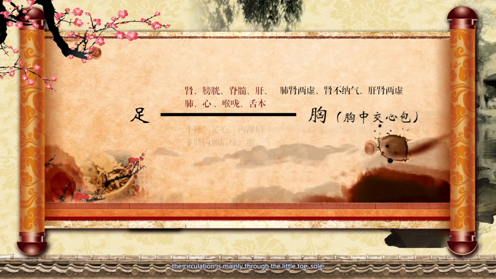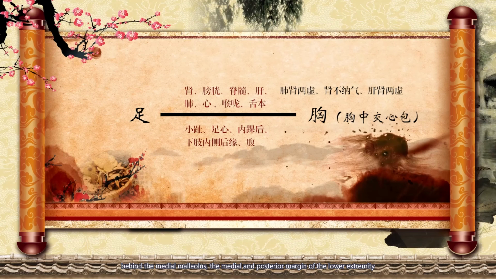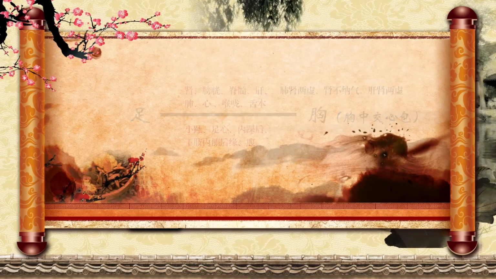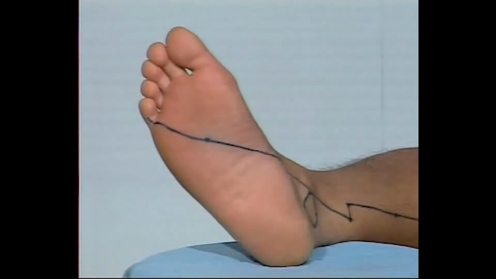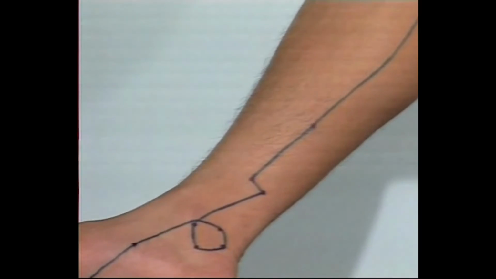The circulation on the body surface is mainly through the little toe, behind the medial malleolus, and the medial and posterior margin of the lower extremity. So this is the main circulation on the body surface. Let's stop here today about the circulation of the meridian. The kidney meridian of foot Shaoyin mainly distributes at the posterior border of the medial side of the lower limb, the chest and abdomen.